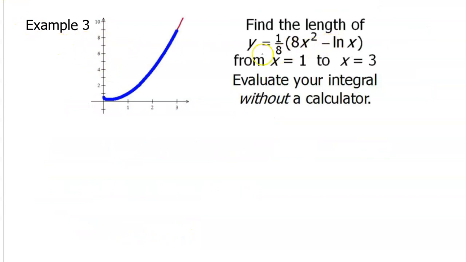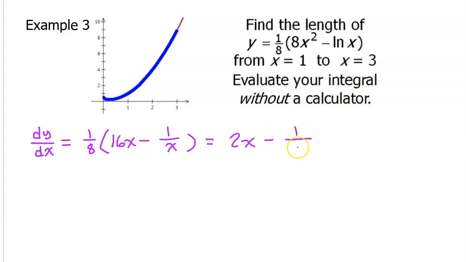Example 3. Find the length of this curve from x equals 1 to x equals 3. Evaluate your integral without a calculator. First, we need to find dy dx. Let's leave the 1/8 out in front, and then we will take the derivative term by term. The derivative of 8x squared is 16x. The derivative of natural log x is 1 over x. If we distribute the 1/8, we get 2x minus 1 over 8x.